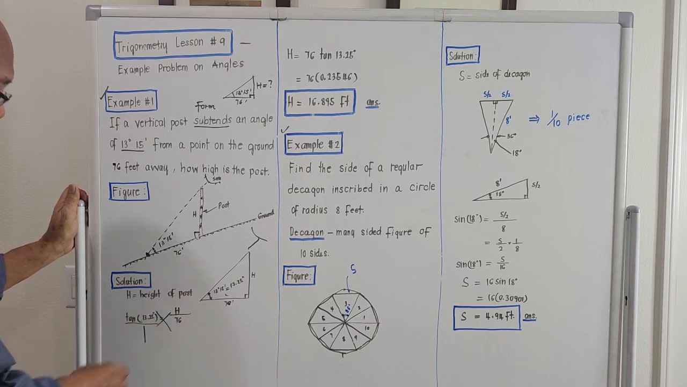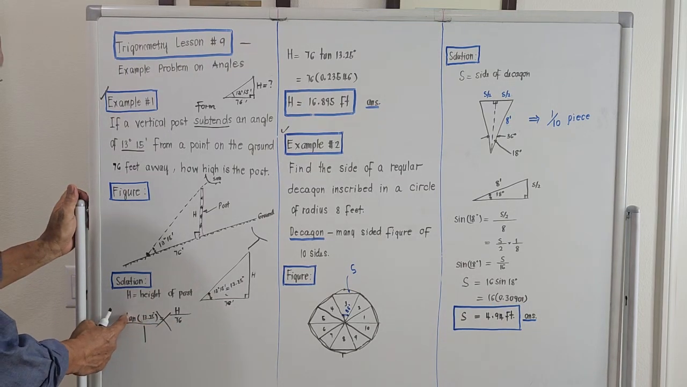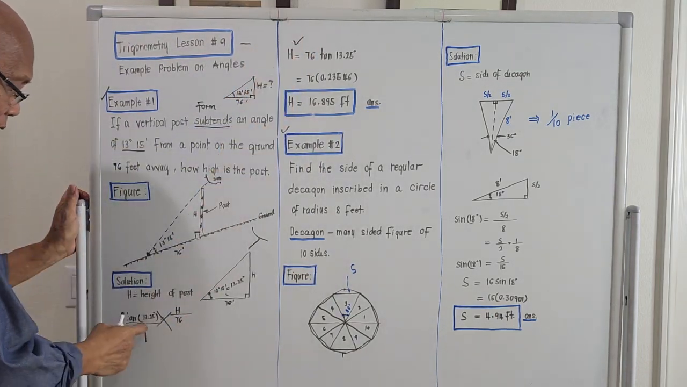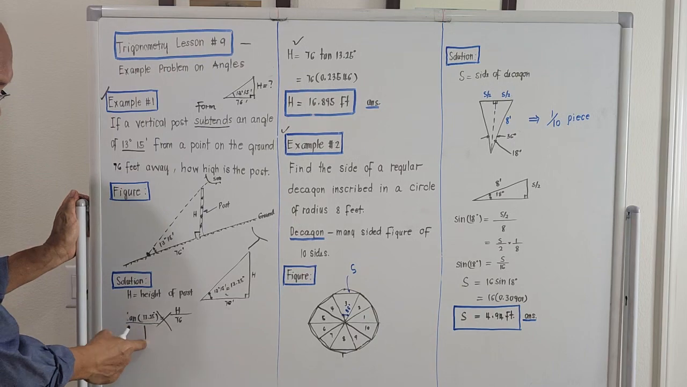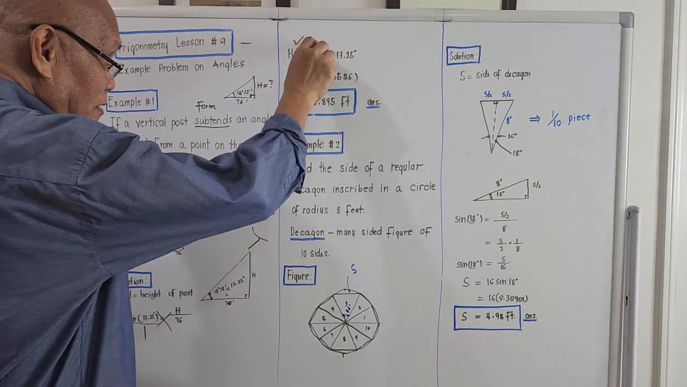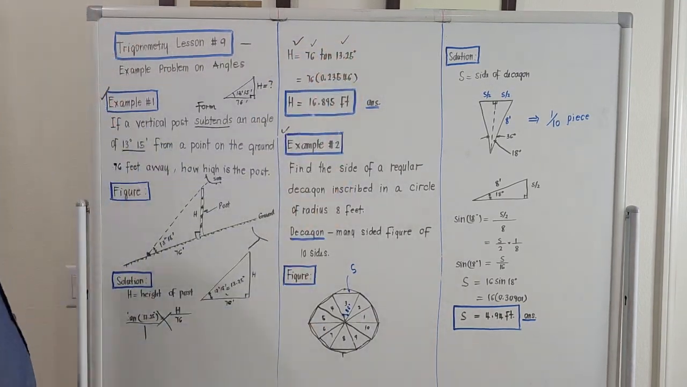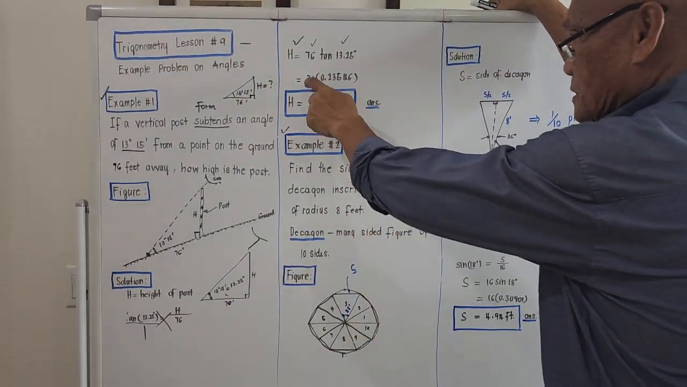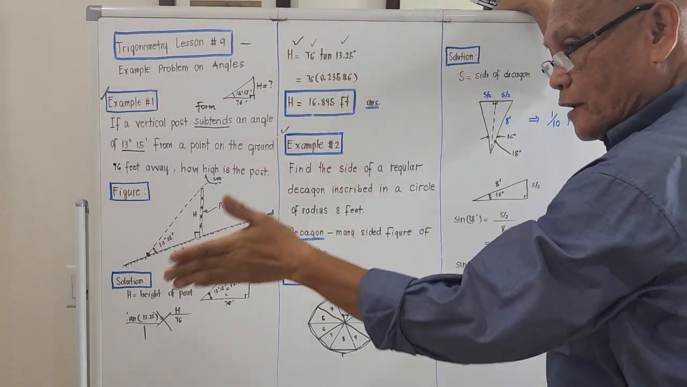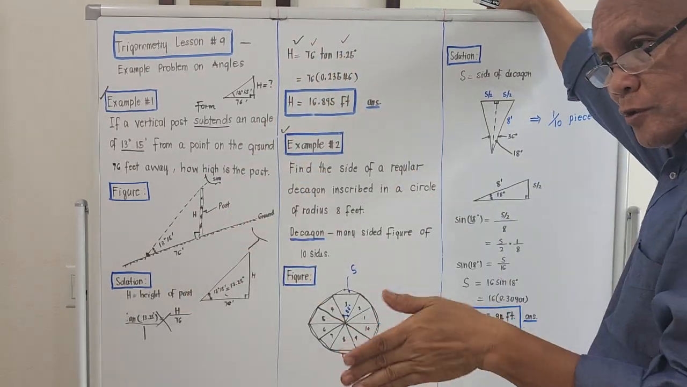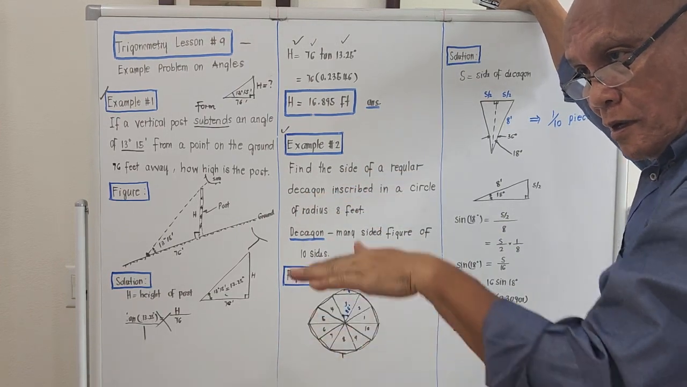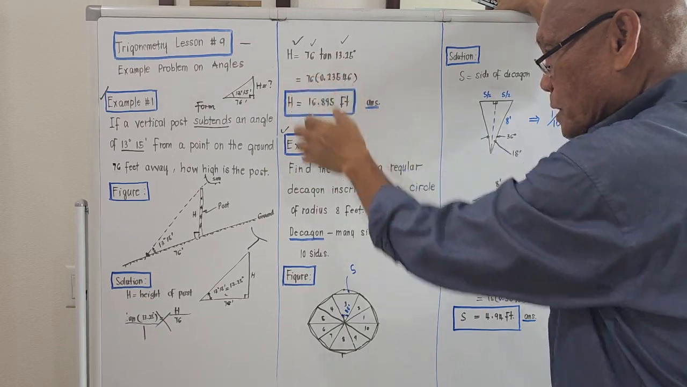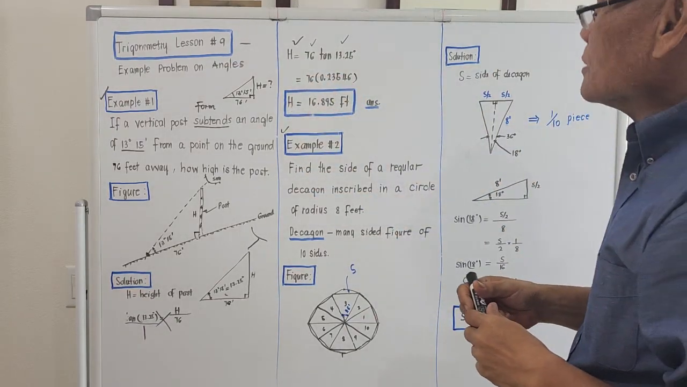Then we cross multiply. So h times 1 will be h, and tangent of 13.25 times 76 will be 76 times tangent of 13.25 degrees. The angle is less than 45, so the value of the tangent is less than 1, and it is 0.23546. Multiplying this, the height of the post is 16.895 feet.